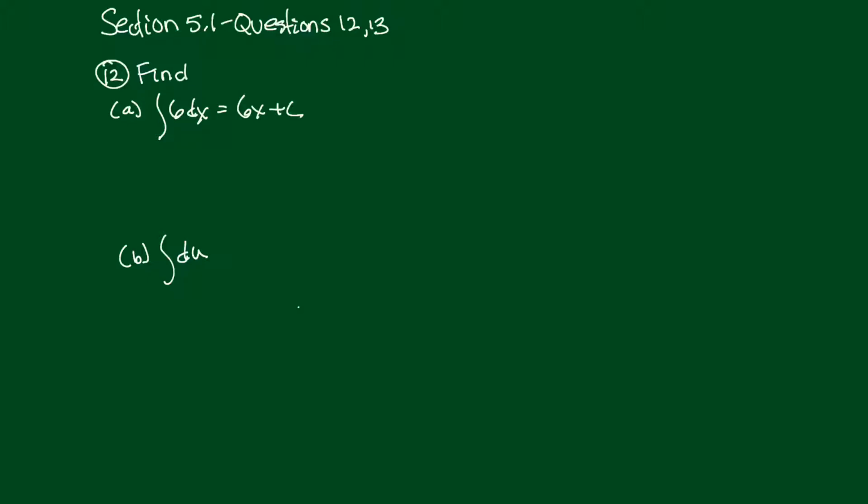And you can check it, right? Because if you take the derivative, what do you get here? The derivative, well, you have a variable times a constant, so you just get the constant, 6. The derivative of c is a constant. The derivative of a constant is 0.